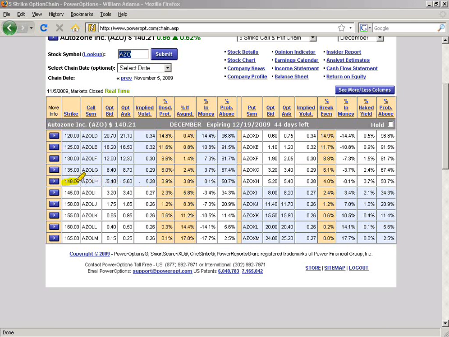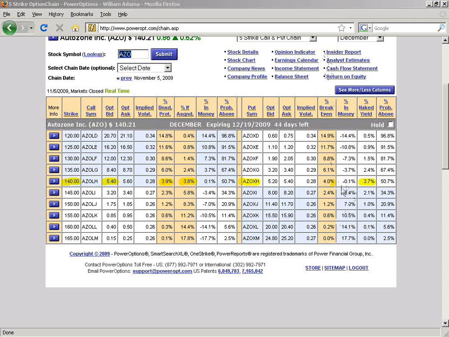$140.21. If I bought this stock today and sold the 140 call, we'd receive about $5.40 in premium. 3.9% downside protection, or about a 3.8% if assigned. That's pretty good. But hey, in comparison again, there's that 140 put, 4% to break even, a little higher, and a 3.7% naked yield, almost as good.